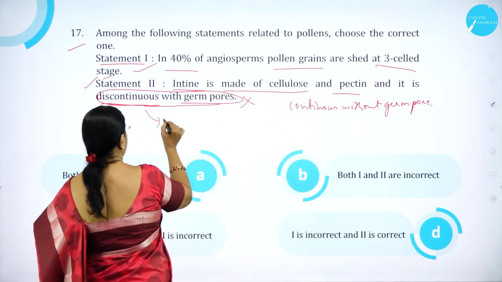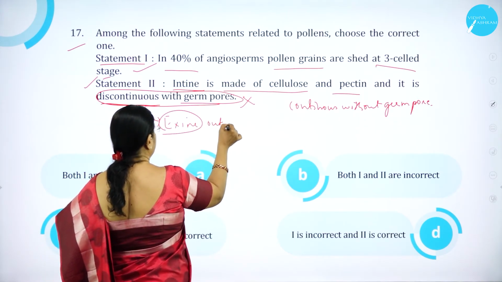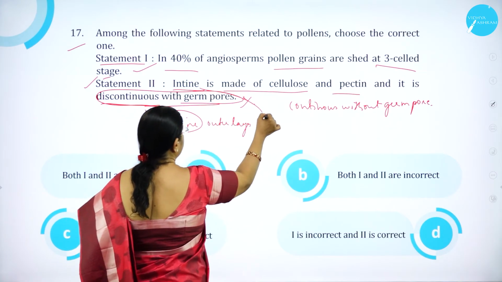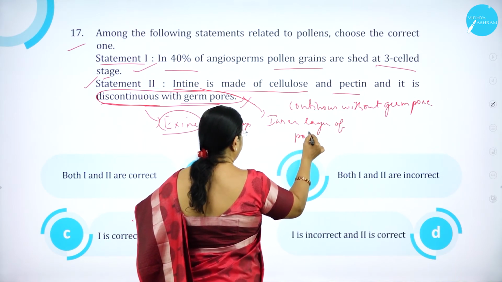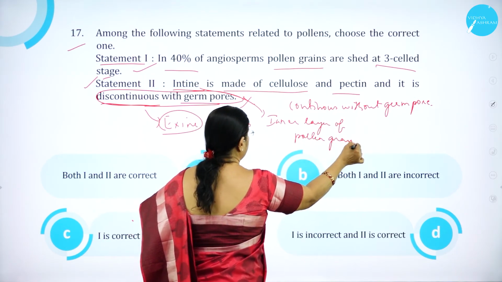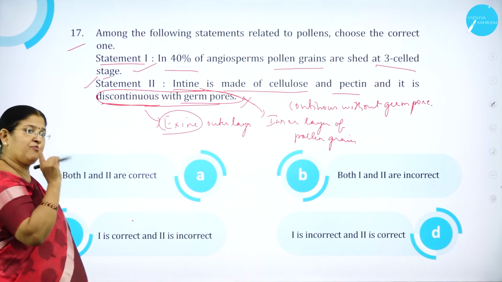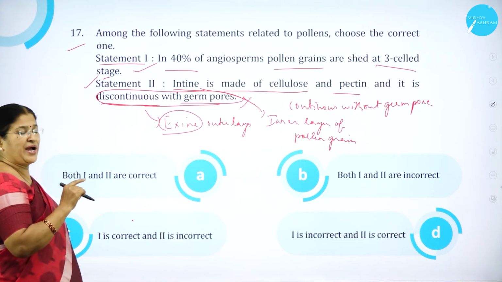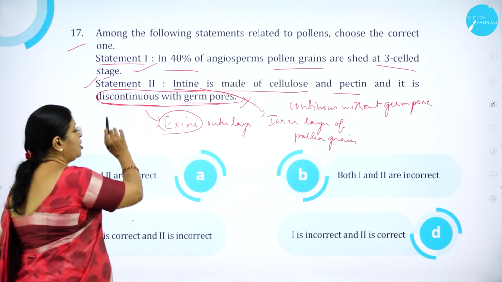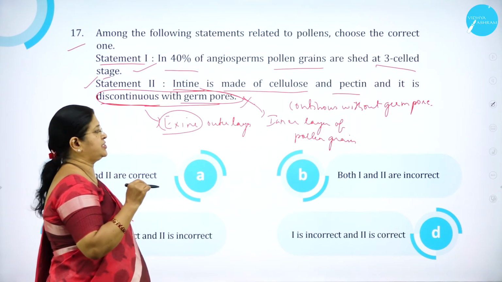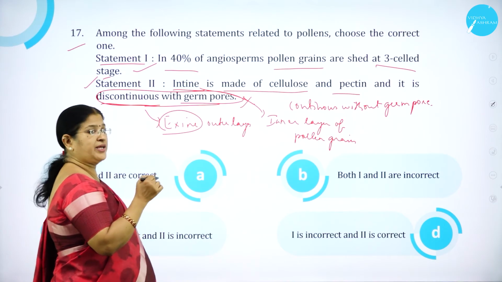Discontinuous with germ pore is exine. Exine, the outer layer. This is the inner layer, the inner layer of the pollen grain. Right. So, statement 1 is correct, but statement 2 is wrong. Why is it wrong? Intine is made up of cellulose and pectin, correct, but it is not discontinuous. It is continuous without germ pore. The one which is discontinuous with germ pore is exine.